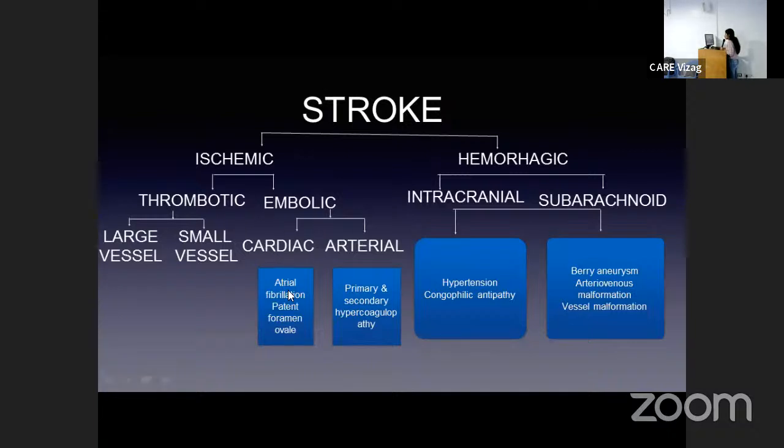Other than that, embolic stroke can be of two types again, cardiac and arterial. Cardiac ones, you would find in association with atrial fibrillation and in patients with patent foramen ovale. And likewise in arterial ones, they are of two types, primary and secondary hypercoagulopathy. Again, the hemorrhagic type can be divided into intracranial and subarachnoid types. The intracranial type cause can be hypertension or congophilic angiopathy, and subarachnoid types we have either because of berry aneurysm, arteriovenous malformation, or vessel malformation like dissection, etc.